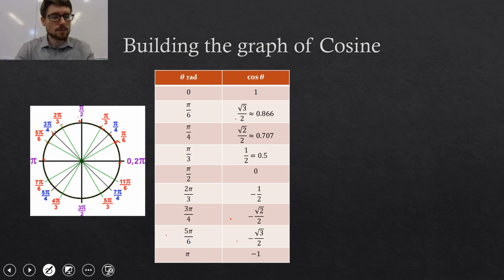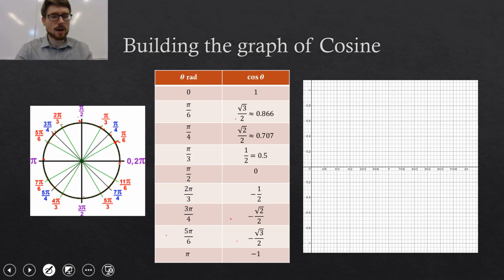Okay? As we continue on around the unit circle, we can get more and more values for cosine, all the way till we're back to 2 pi, and then it repeats. The cycle repeats. So let's go ahead and try to graph these angle cosine pairs on the coordinate plane here.